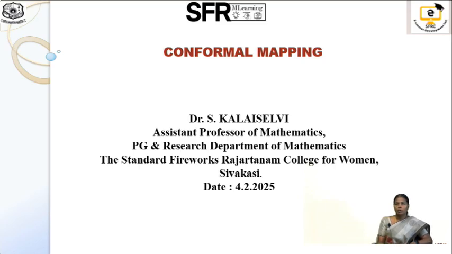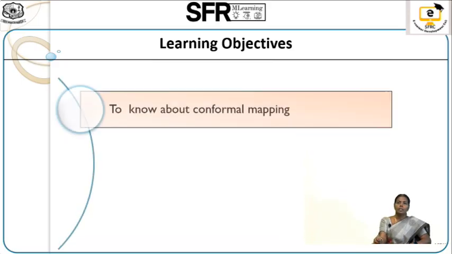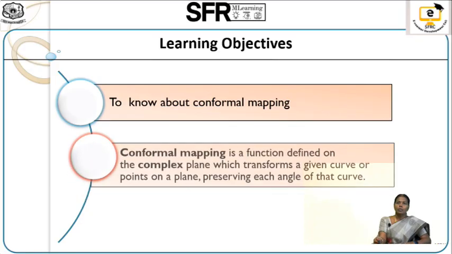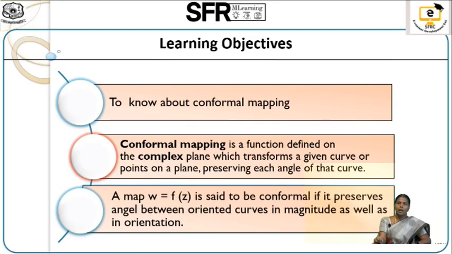Now, in this class, we are going to see about conformal mapping, which is one of the analytic functions. This conformal mapping is a function defined on the complex plane. In this class, we are going to learn what is meant by conformal mapping. A map W equal to f of z is said to be conformal if it preserves the angle between the curves.